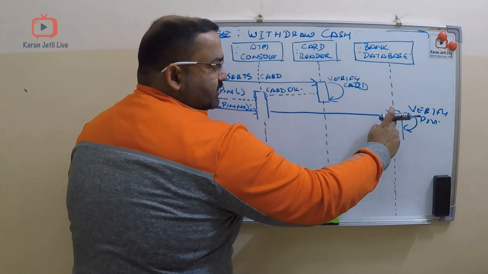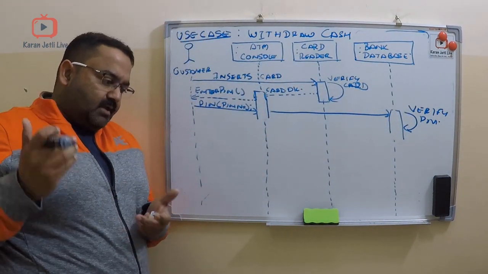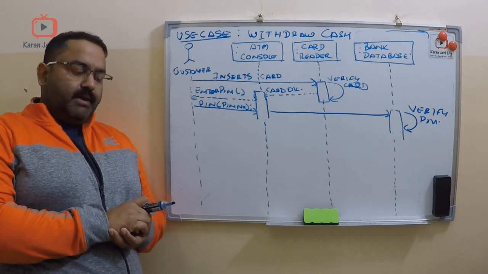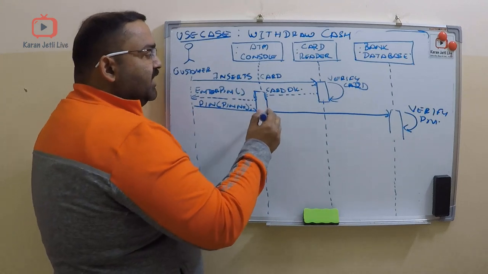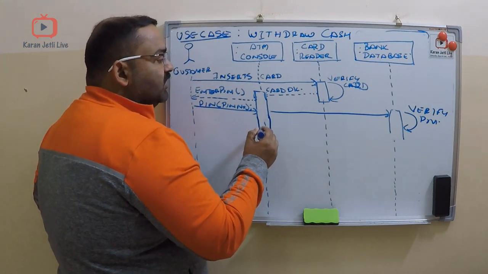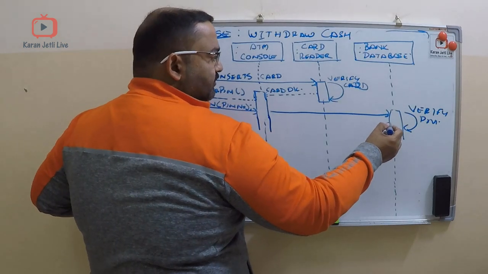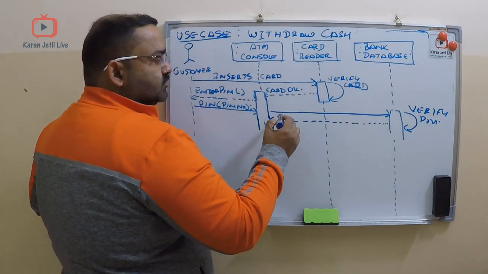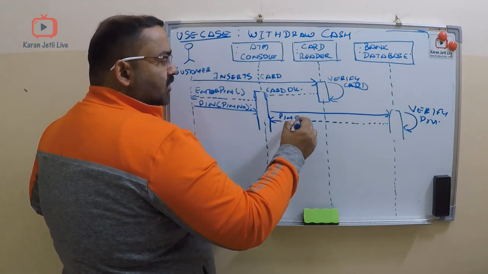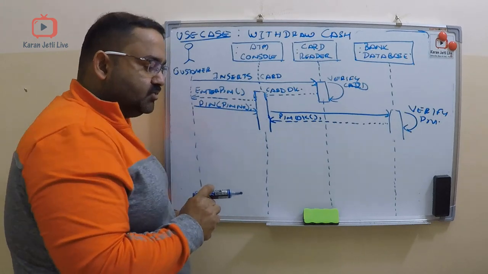I will remove this, and here the bank database. Now guys, if your PIN is okay, bank database verified, your PIN is okay, then the ATM console will ask you to enter the amount. Suppose your PIN is okay, the bank database sends a message to your console: PIN okay.